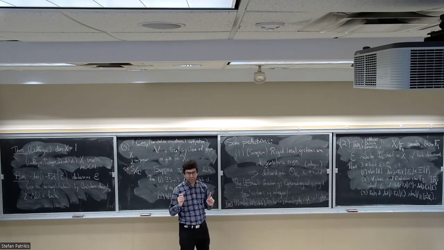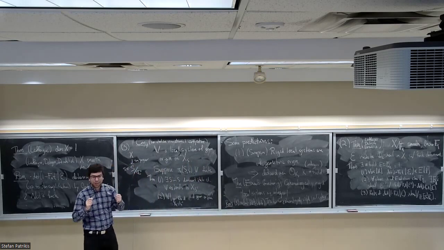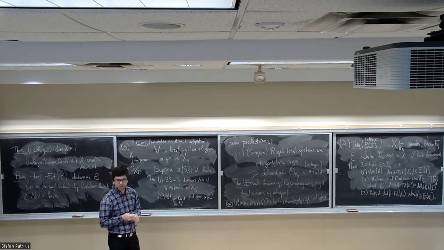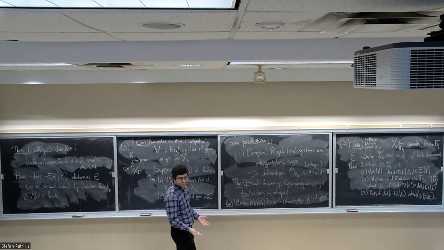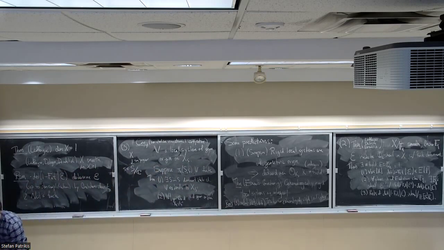So as far as I know, we do not know any example of a local system which is rigid but not G-cohomologically rigid, where G is the Zariski closure of the monodromy. So probably they exist, but it's a very annoying state of affairs. Does that answer your question?